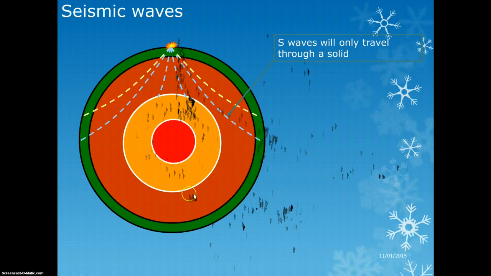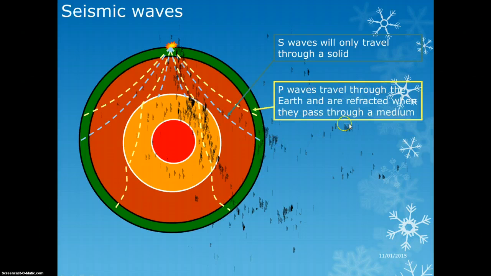So if we look at some more waves that could come, I've done these ones in yellow. These ones travel through the solid the same as the S waves did, but these ones here can keep going through the liquid core. They just change direction a bit. They get refracted once they go through the liquid, and then they can carry on back through the other side. So those are P waves, because they can travel through the Earth and they just get refracted when they pass through the different mediums, but they can go through both solid and liquid.